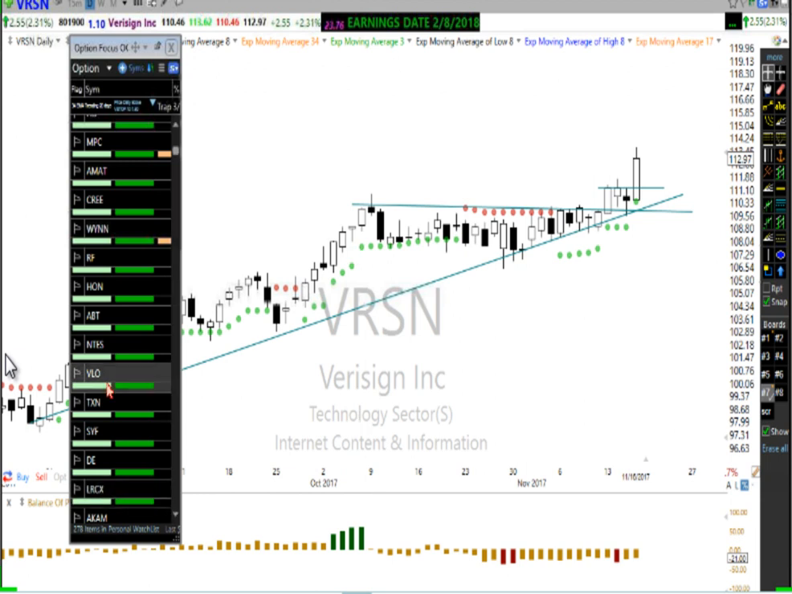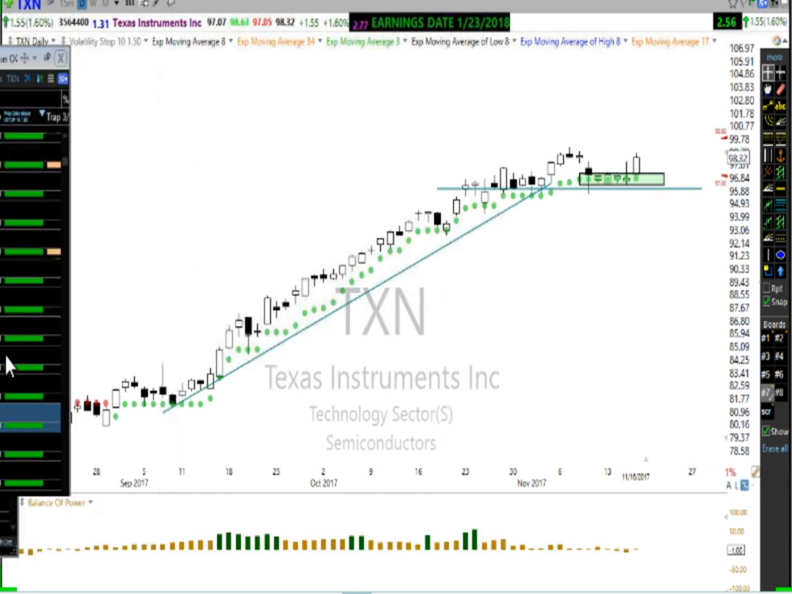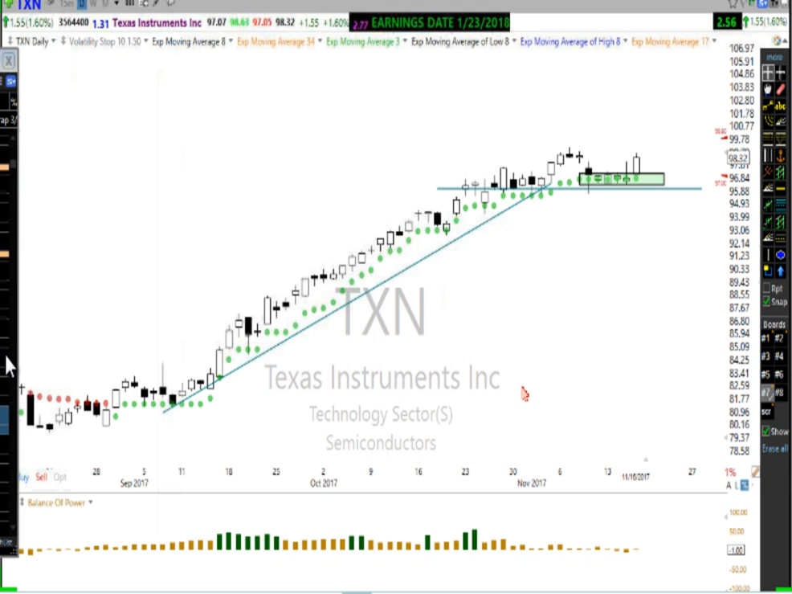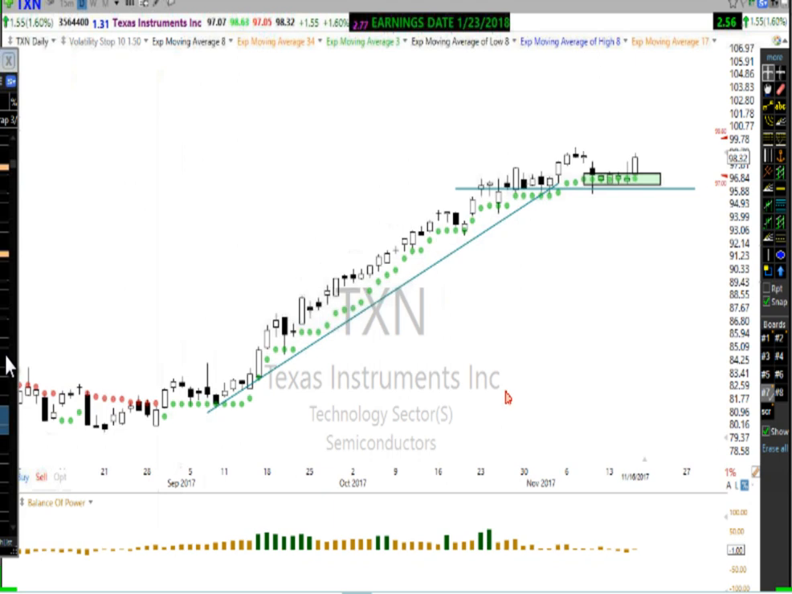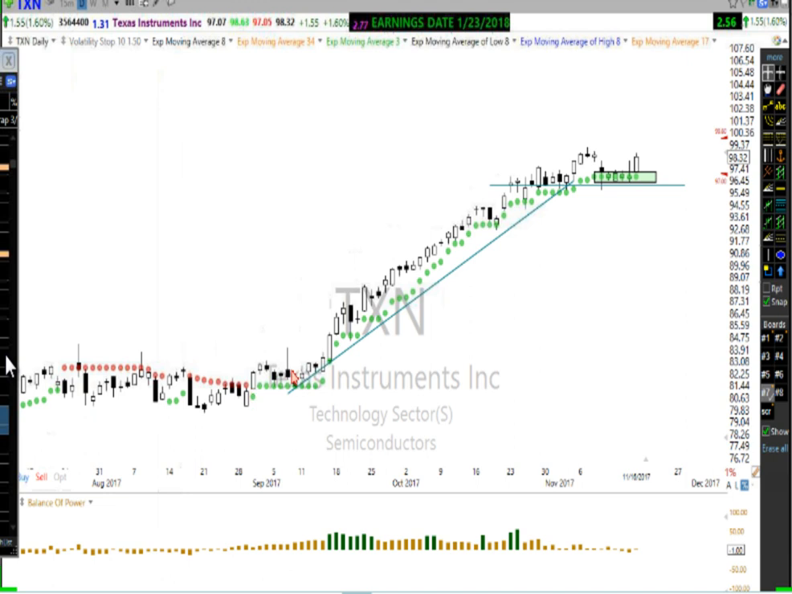So just take a look at how simple and easy. Here's another one that triggered today. Look at this beautiful trend in Texas Instruments. How simple it was to see when we crossed over resistance, came back to support, and then buyers stepped in here. And notice all the way up, one trade, you could have handled this trade all the way up.